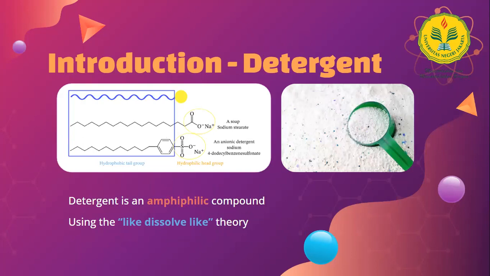And the last is detergent. Detergent is an amphiphilic compound which can be hydrophobic and hydrophilic. As you can see on the left side, the structure of detergent. The hydrophobic tail is nonpolar because of its hydrocarbon chain, and the hydrophilic head is polar. Detergent uses the like dissolves like theory, in which the hydrophobic tail dissolves in a nonpolar compound like oil, and the hydrophilic head dissolves in a polar compound like water.